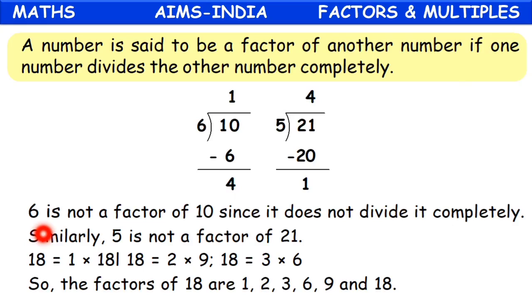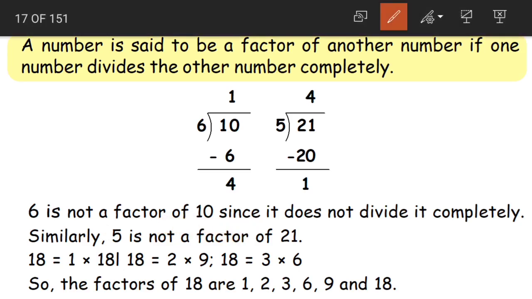But here 18 ones are 18. Yes, we have 2 nines are 18 and 3 6 are 18. Yes or no? So the numbers 1, 18, 2, 9, 3 and 6 become our factors. But when you are writing the list of factors, children, what is the list here? 1, 18, 2, 9, 3 and 6.